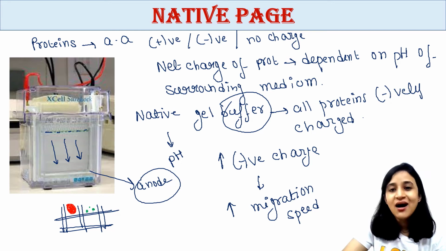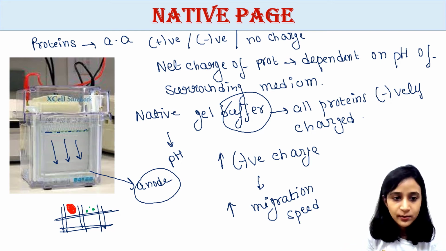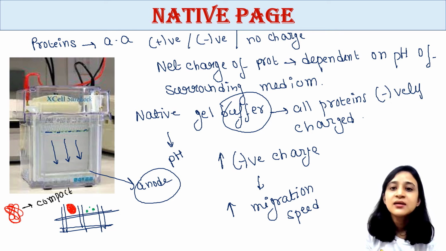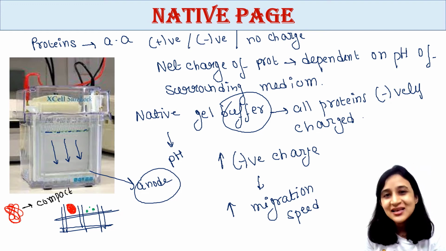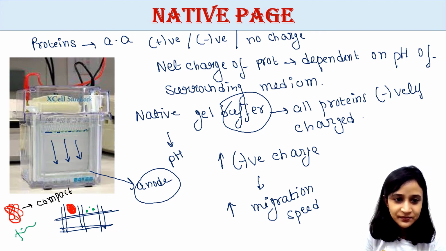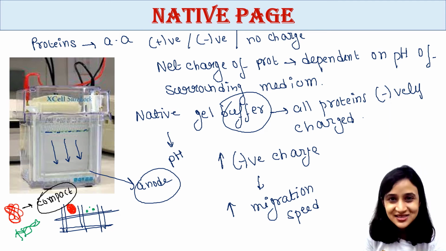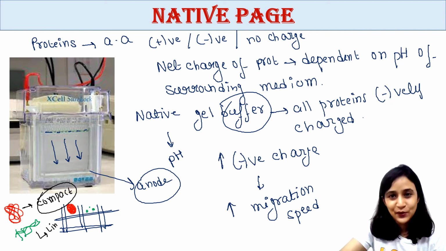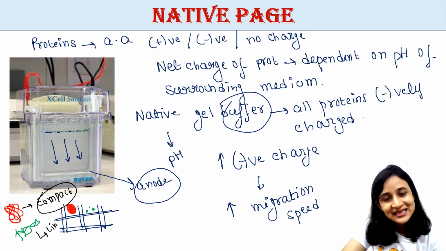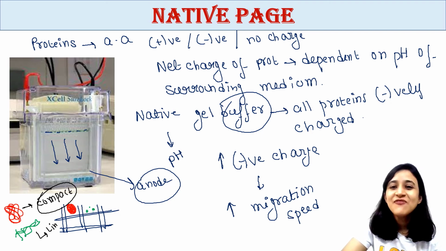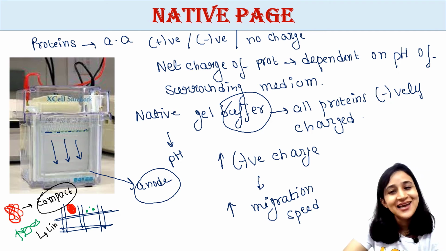Next, globular proteins are compact. Suppose this is a globular protein. This protein is very compact, so it migrates faster compared to a linear protein. So what we have seen here is that large negative charge density, smaller size and globular shape of a protein mediate faster migration compared to less negative charge density, large size and linear shape.